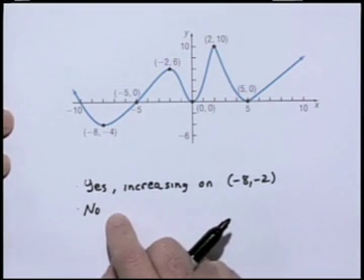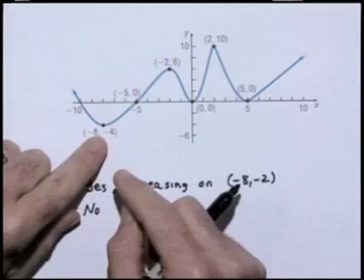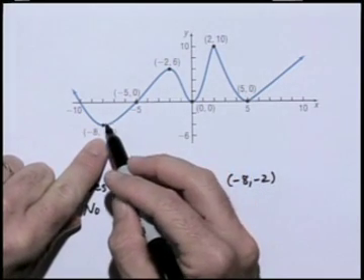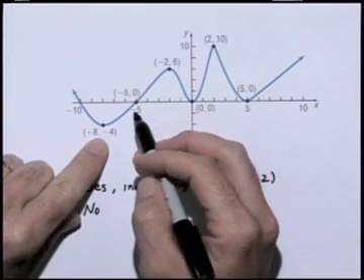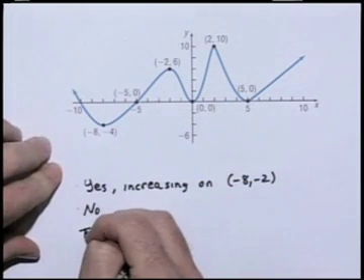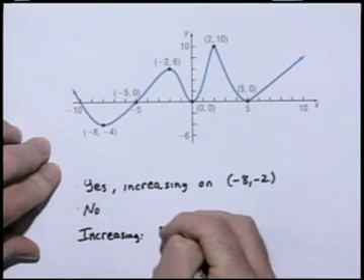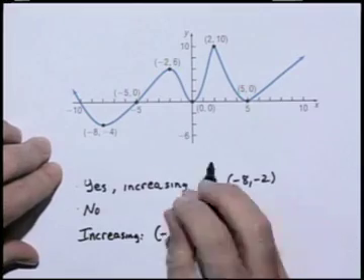Next, we want to list the intervals on which f is increasing. So as we look at the graph of the function, we see that starting at the point -8, -4 and continuing to the point -2, 6, the function is increasing. Therefore, the function is increasing on the interval -8, -2.